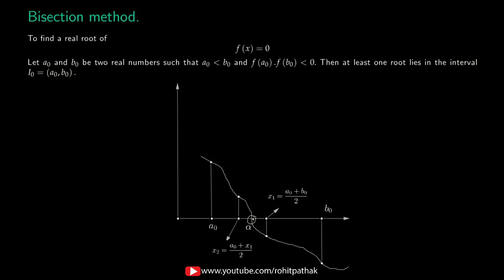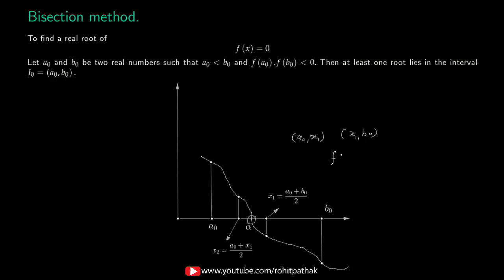So how do we reach near the root when you find the root is in the interval (a0, b0)? The idea is to bisect the interval by taking (a0 + b0)/2 as x1. This point x1 is in the middle of a0 and b0 and it is near the root. Then we have two intervals: this is bisected into (a0, x1) and (x1, b0). Again, the root will lie in one of these two intervals.